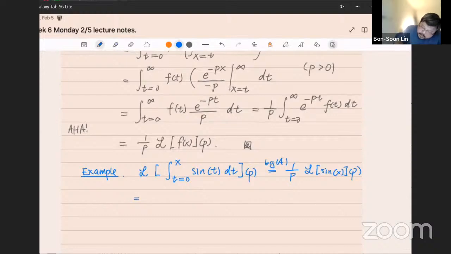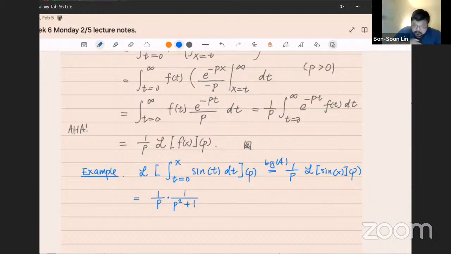Now, do you remember what is the Laplace transform of sine of x? Maybe you can put it in the chat. To remind you, the Laplace transform of sine of x is 1 over p squared plus 1. So the answer to this is just 1 over p times 1 over p squared plus 1. Done. Now, you say, wait a second. That's great, but isn't the integral of sine some kind of cosine? And isn't the Laplace transform of cosine p over p squared plus 1? It doesn't quite look like that, right?